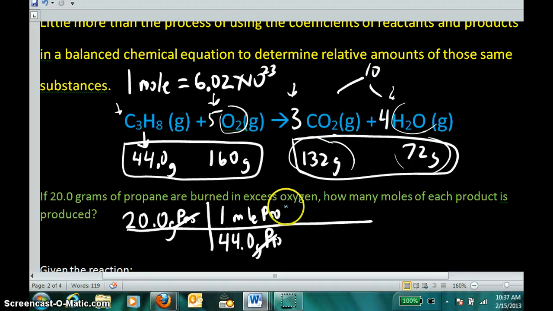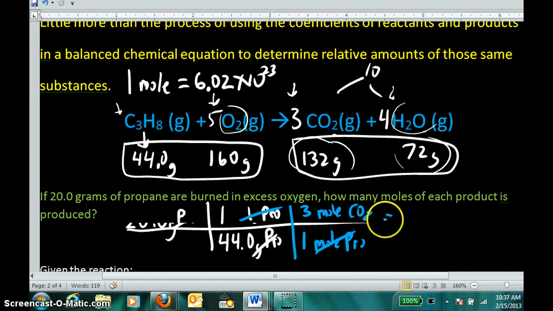Now for the stoichiometry part. The equation tells me 1 mole of propane results in 3 moles of CO2. And so they're essentially equal, and I can make a conversion factor out of this stoichiometric relationship. 1 mole of propane is equivalent to 3 moles of CO2. Everything cancels, and I'm left with my answer, which would be moles of CO2. In this case, 1.36 moles of CO2.